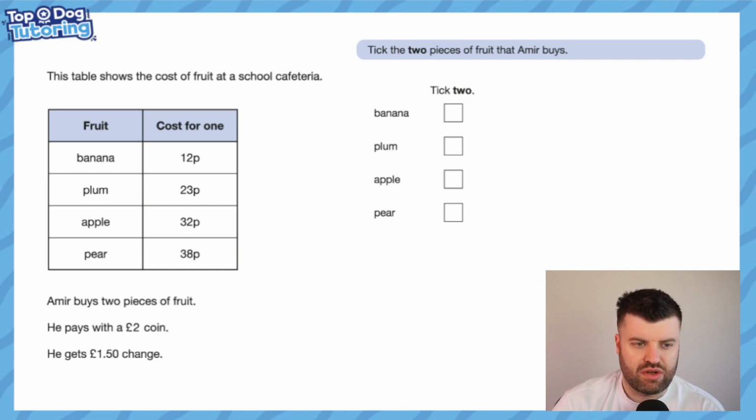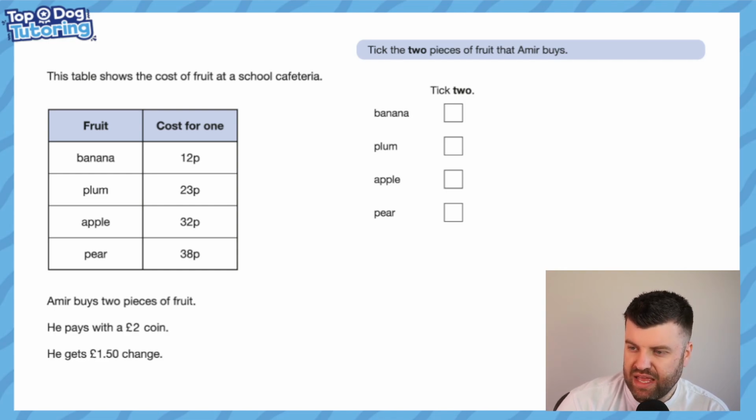This table shows the cost of fruit at a school cafeteria. We have the fruit and the cost for one. Amir buys 2 pieces of fruit. He pays with a £2 coin and he gets £1.50 change. Tick the 2 pieces of fruit that Amir buys. Every time we go through a question here, feel free to stop and have a go yourself, but I'm going to dive straight into solving it.